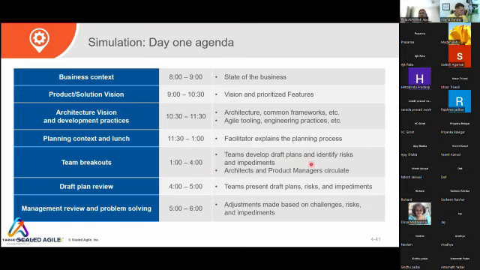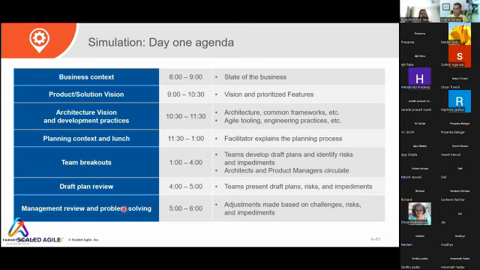Architecture and product managers circulate amongst the teams and help each other. We will discuss more detail in team breakouts. I'm just giving you the agenda here. Here the Scrum Master role is more important. After that, in the draft plan review, teams again come back. They will present their draft plan. They're still not presenting their final plans. They're presenting their draft plans, risks, and the impediments that they have.